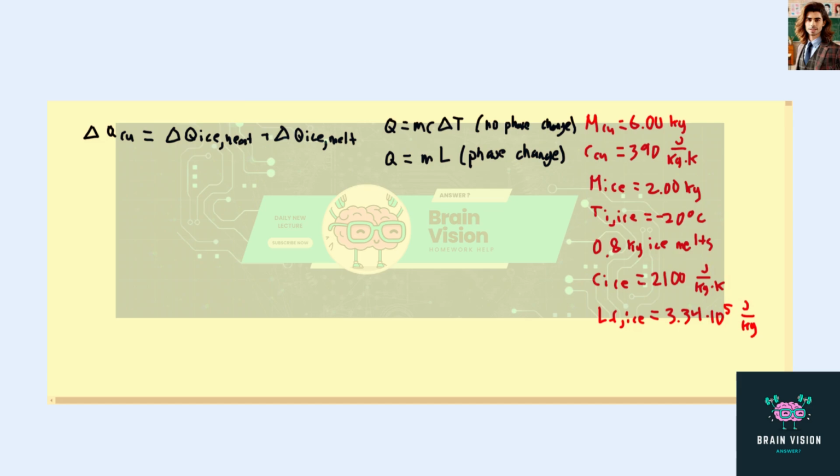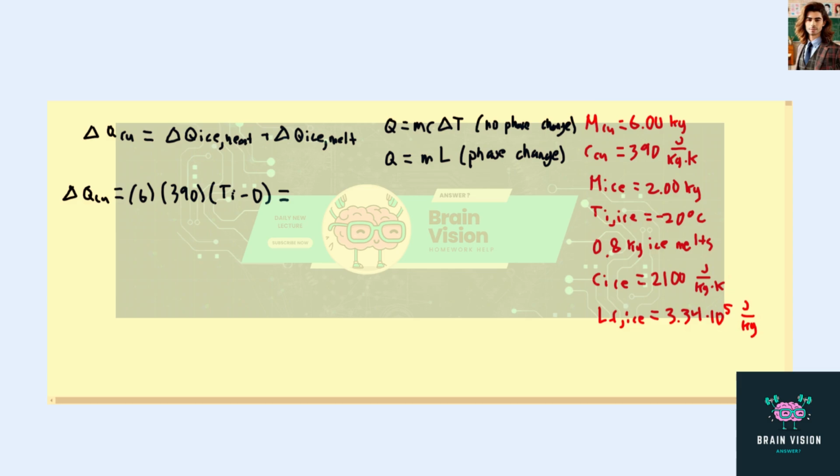And so for our copper, our delta Q copper is going to be, so we've got that 6 kilograms, the specific heat 390, and our delta T, so T initial minus 0, since our final temperature for our copper is going to be 0 degrees. And so that's going to be equal to these two terms.